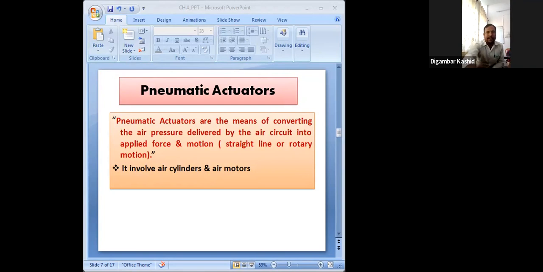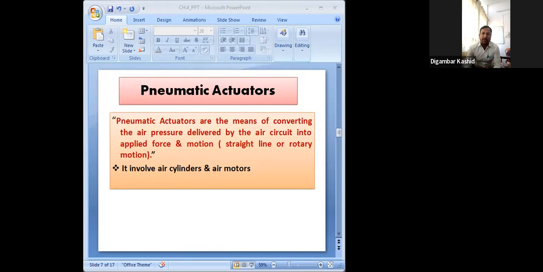I think the screen is visible at your end, no problem. So already in unit number 1, about the hydraulic system, we have gone through the first basic element, that is actuator. In a similar way, in this unit about pneumatics, we have the pneumatic actuator. So let us begin with the definition: what is meant by pneumatic actuator?